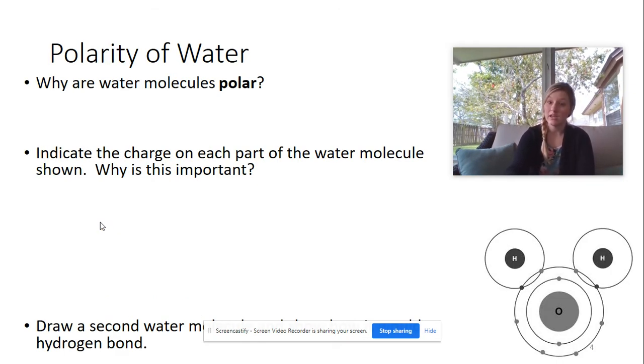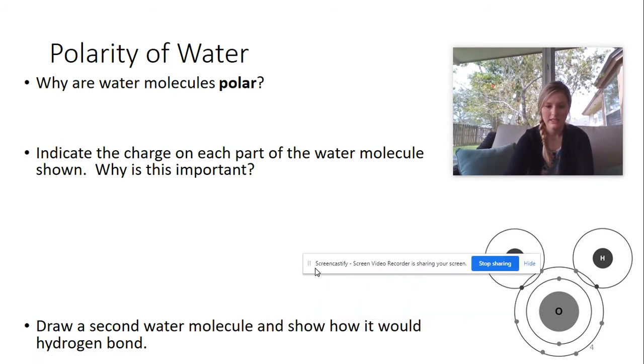Water is polar because oxygen's highly electronegative. It pulls the electrons towards it. So if we're looking down here, oxygen's large. It's going to be able to pull harder in that tug of war. It's going to have more attractive force on the electrons. It's going to have a partial negative. Hydrogen's going to have a partial positive. And that's why they are polar, because they have a positive and a negative on either side of the molecule. So yes, hydrogen's partially positive, oxygen's partially negative.